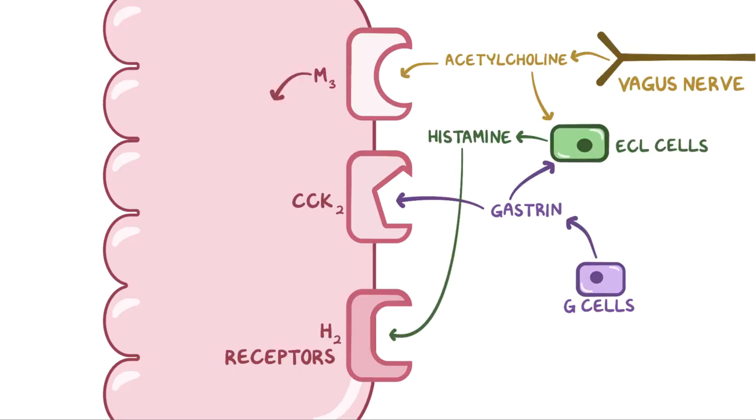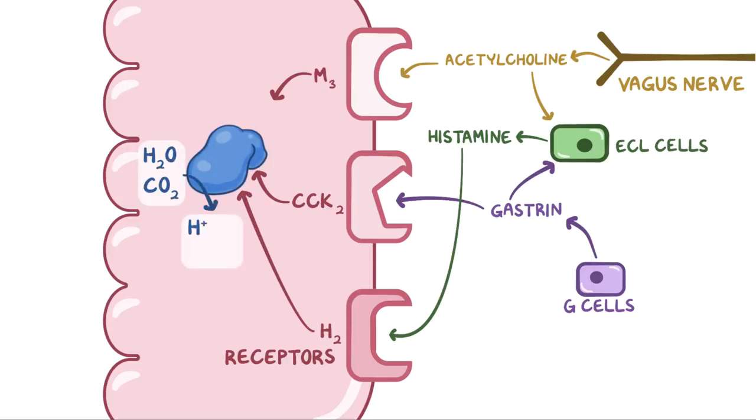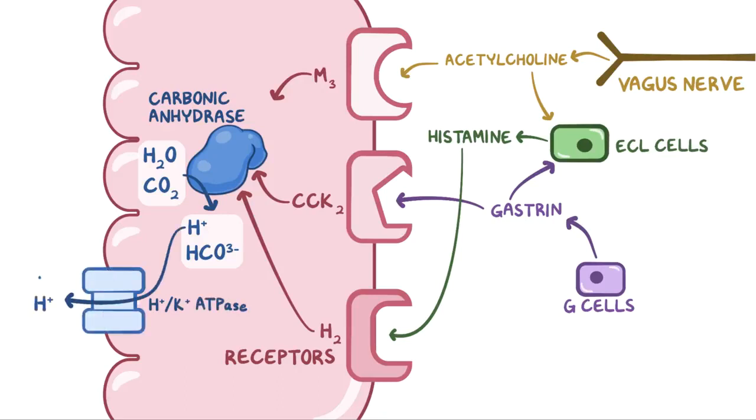Activation of M3, CCK2, and H2 receptors increases the conversion of H2O and CO2 to hydrogen ions and bicarbonate by carbonic anhydrase. The hydrogen ion is then pumped out of the cell and into the stomach via the hydrogen-potassium ATPase pump. These hydrogen ions combine with chloride ions to form hydrochloric acid and decrease the pH of the stomach.